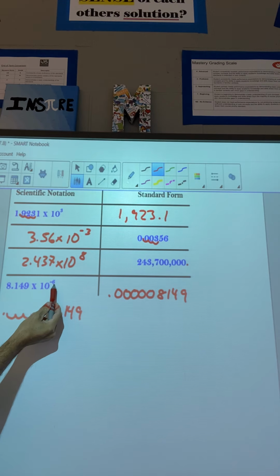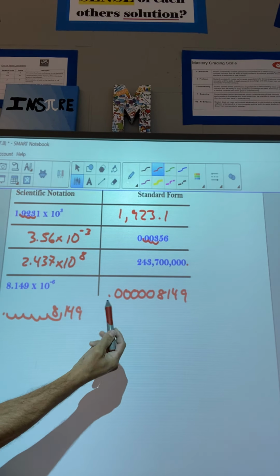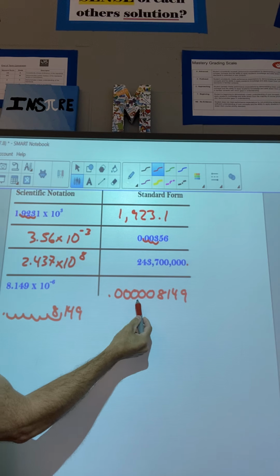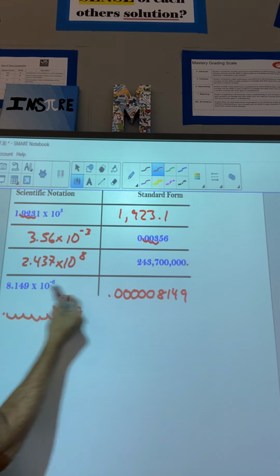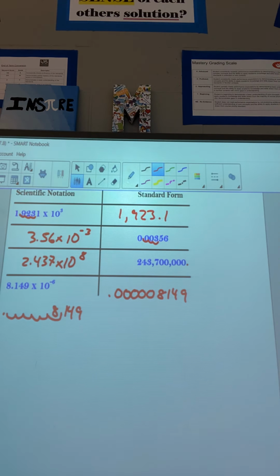So 6 places total. If you go backwards, make sure it happens: 1, 2, 3, 4, 5, 6. I would be right back where I was, and we're good to go.